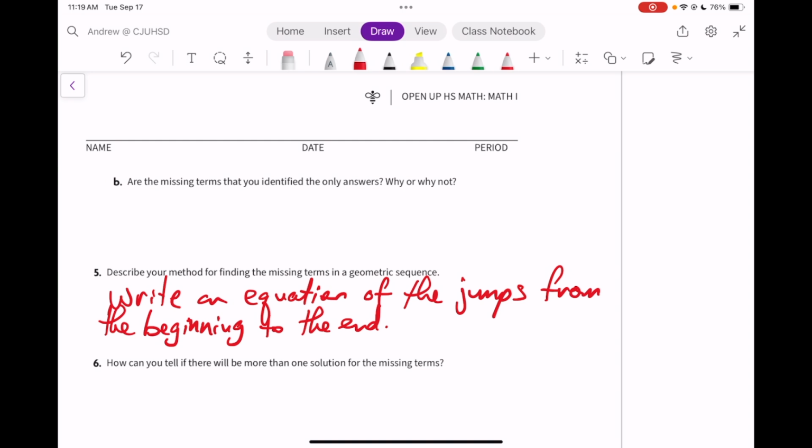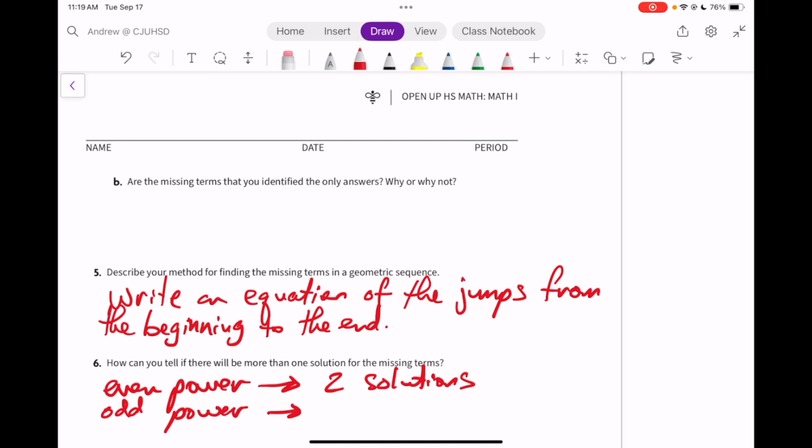Six, how can you tell if there will be more than one solution for the missing terms? So even power gave us 2 solutions. Odd power gave us 1 solution.